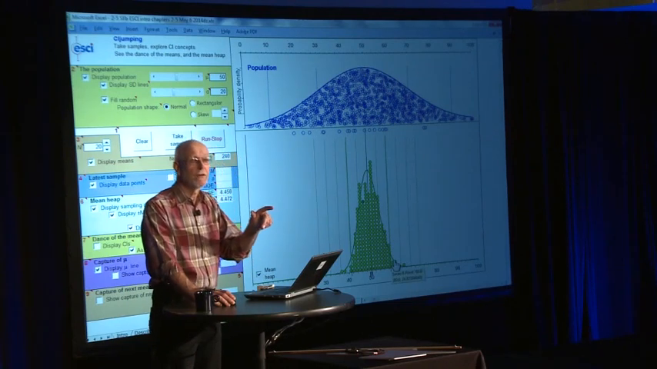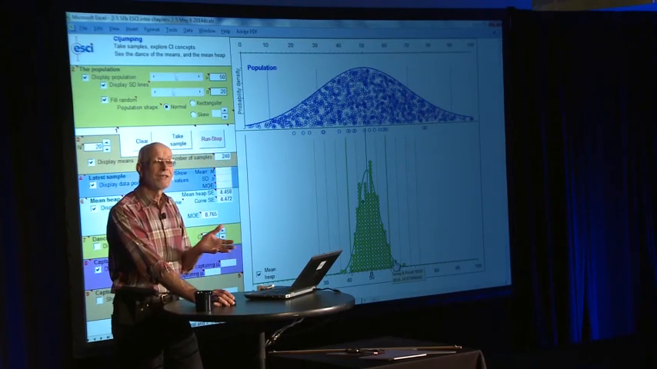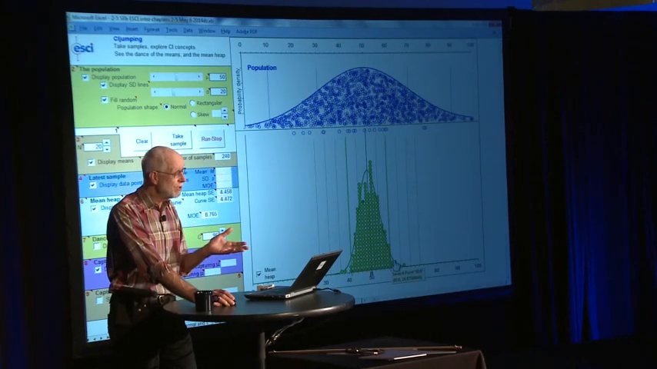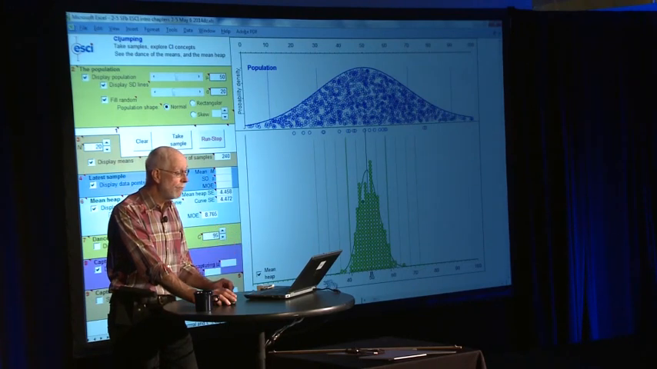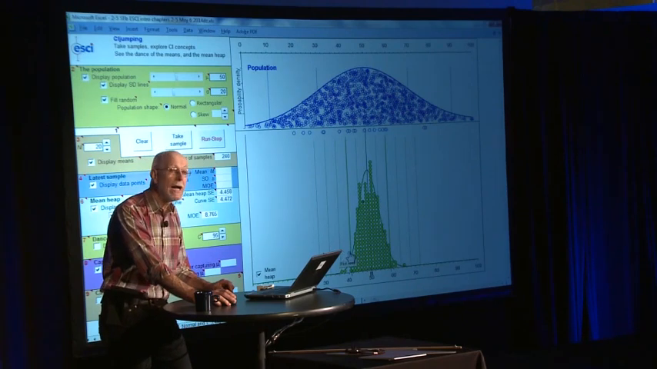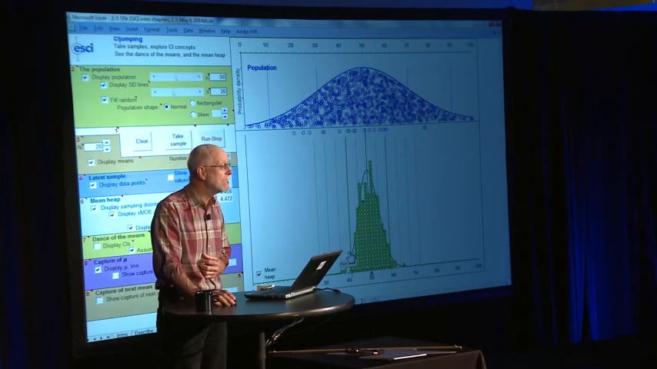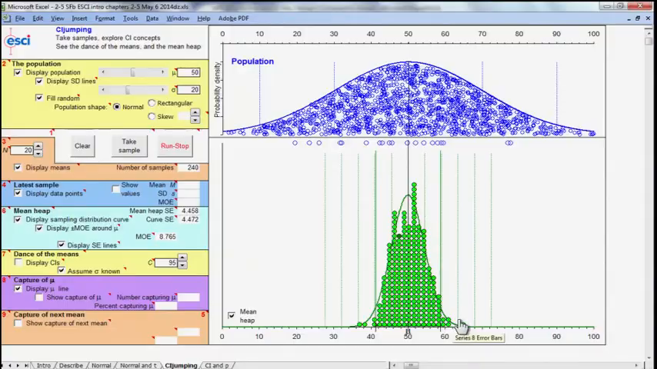You knew that, didn't you? You with me? The standard error is the standard deviation of the sampling distribution of what I call the mean heap down here. So when somebody at a party says to you standard error, you don't get tight in the stomach. You just say, yeah, I know what that is. It's the standard deviation of this green pile down here. So here are our tram lines, and they're positioned 1.96 times standard error away from the population mean mu.